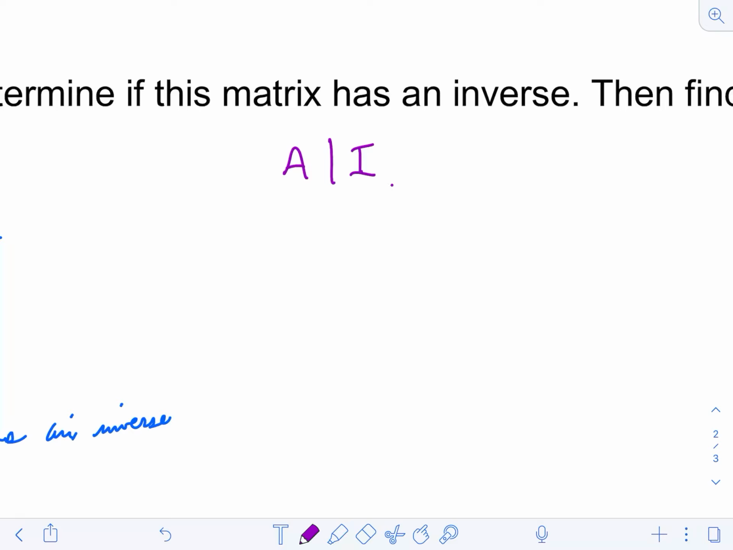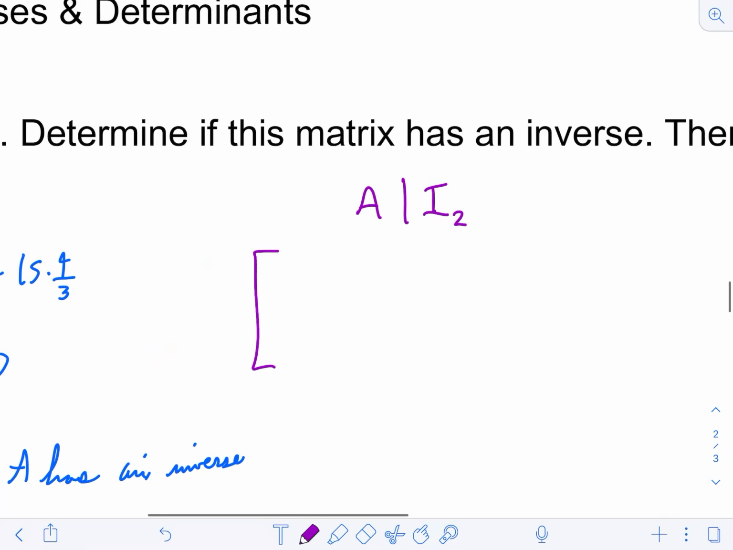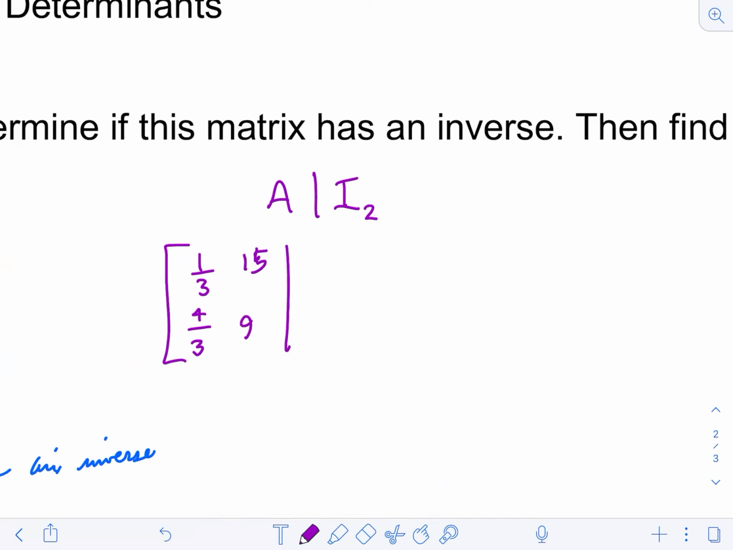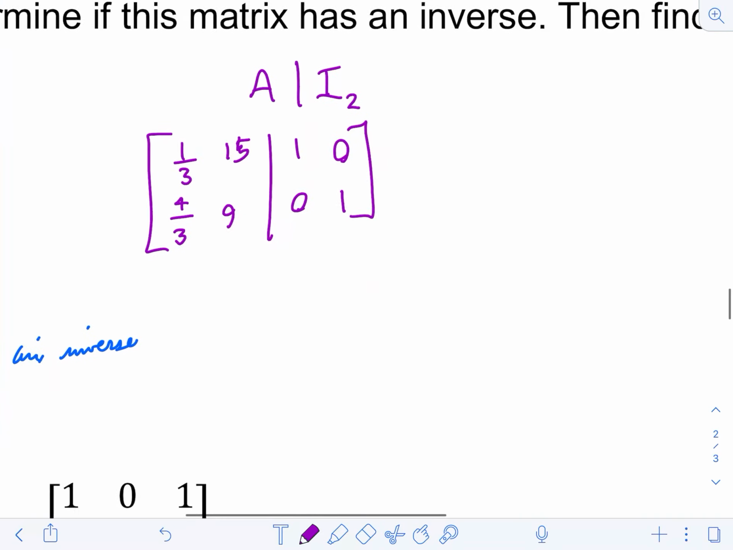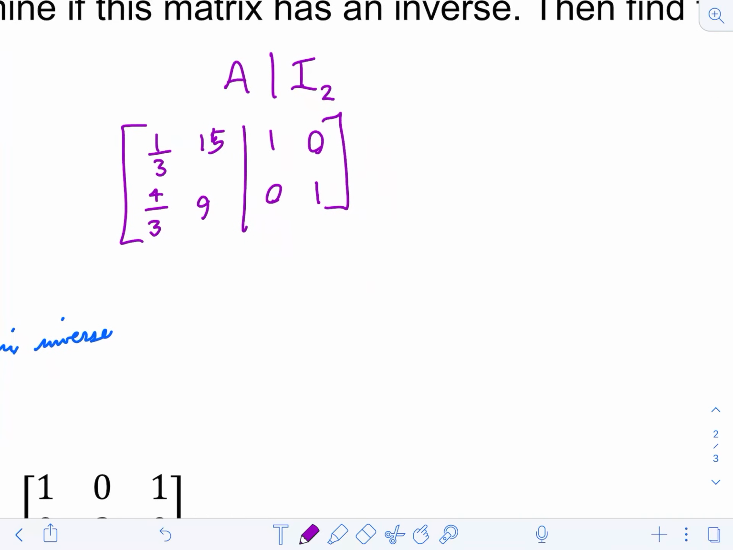Since A is a 2 by 2, the identity matrix is going to be a 2 by 2. And we end up with this. Let me make sure I've got this. 1/3, 15, 4/3, and 9. Is that correct? Yep. Then the identity matrix is 1, 0, 0, 1. Looks just like that. All right. So if I want to get the inverse, my goal is to turn A into the identity matrix, and whatever the identity matrix augment becomes, that will be the inverse matrix.